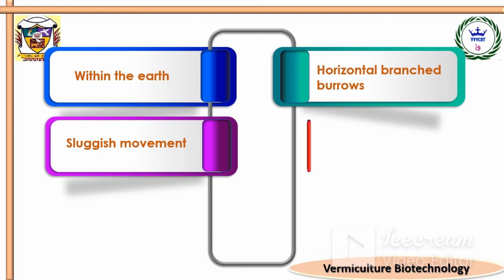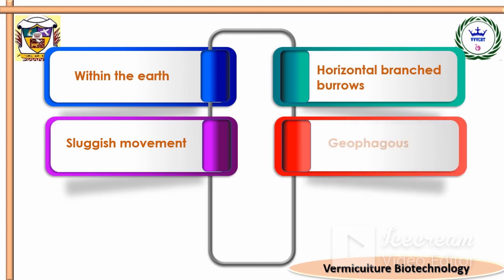They are strongly sensitive to light. They have no pigmentation. Growth and maturation are slow. Adverse condition is passed by quiescence. Longitudinal contraction is less. They feed on mineral soil rich in organic matter, so they are called geophagous. Geophagous means they eat only soil.